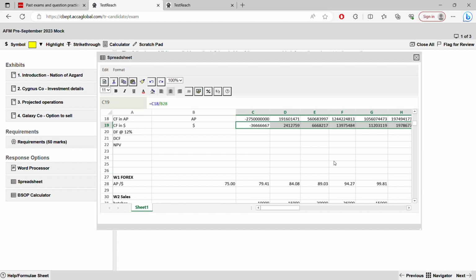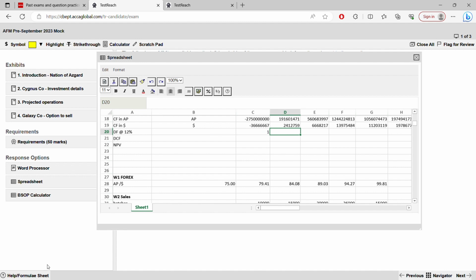Yes, it is. Okay. The moment it worked, because when you go here, you see, this will be divided by this, like that. So now you need to find the discount factor at 12%. At year 0 it is 1. But other years you have to find out. Where can you get it?